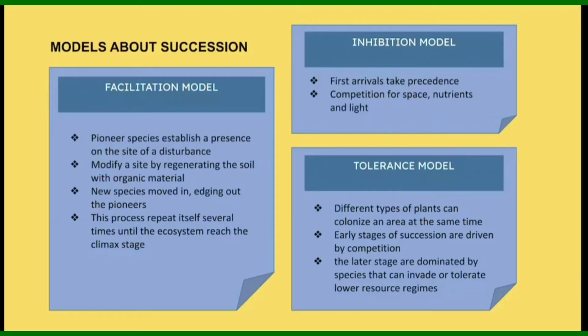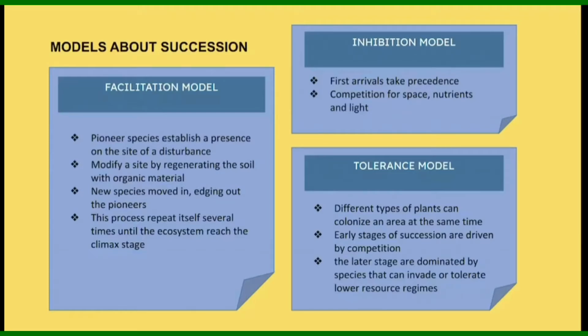Okay, next is the inhibition model. The first arrival takes precedence of the area, and then there will be competition for space, nutrients, and light for the new species. That's why it's called inhibition, as they fight for space, nutrients, and light. The first arrival causes the next species to not be able to grow at that place because of the competition.